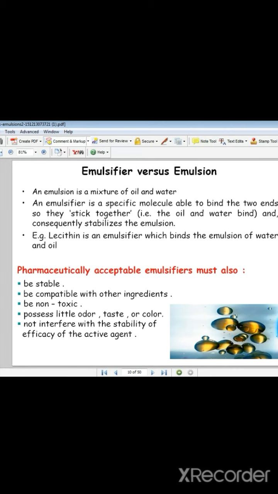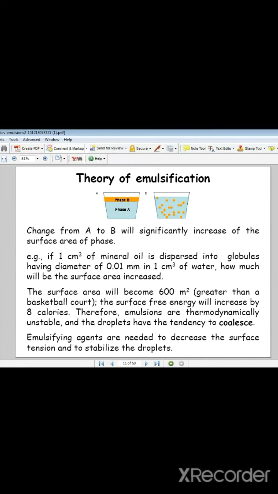The pharmaceutical acceptable emulsifier must also be stable, be compatible with other ingredients, be non-toxic, possess little odor, taste or color, and not interfere with the stability or the efficacy of the active agents. Here is the theory of emulsification: change from A to B with significant increase of the surface area of the phase. Two things we have to learn about emulsification: it will increase the surface area, and second, it reduces the surface tension between the two liquids.